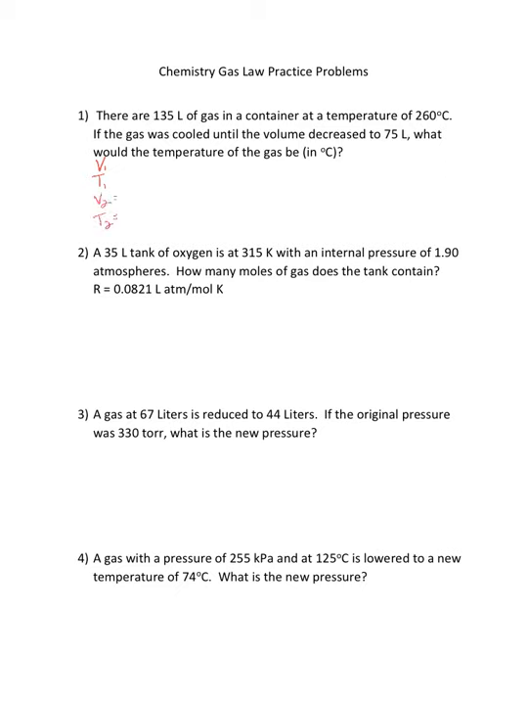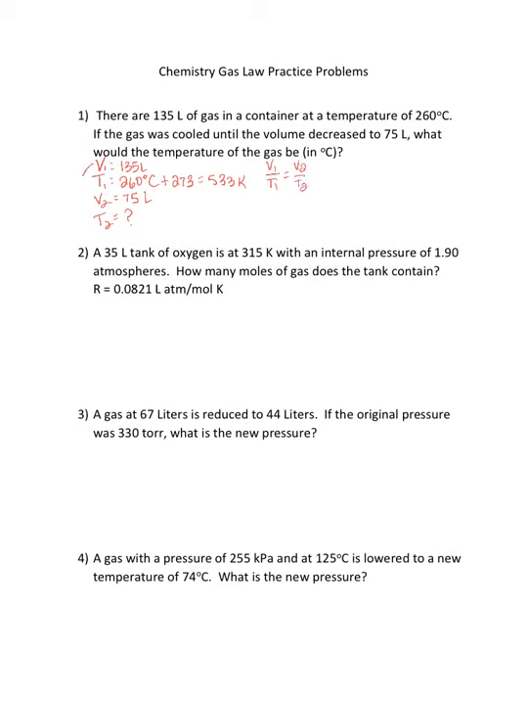Let's set up a table to keep us honest here. We have an initial condition: volume 135 liters, temperature 260 degrees Celsius. Volume decreased to 75 liters, and temperature is what they're asking us to find. Remember, we are converting our temperature to Kelvin. Adding 273 gives us a temperature of 533 Kelvin. Charles' law states V1 over T1 equals V2 over T2. That is a direct relationship.